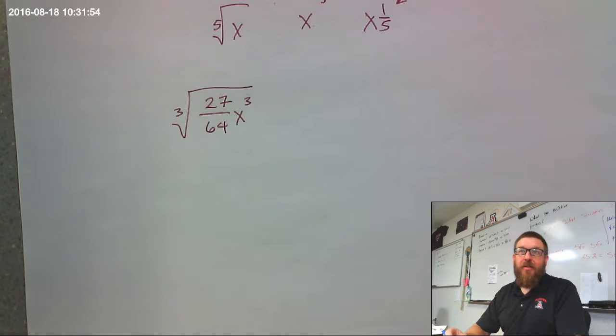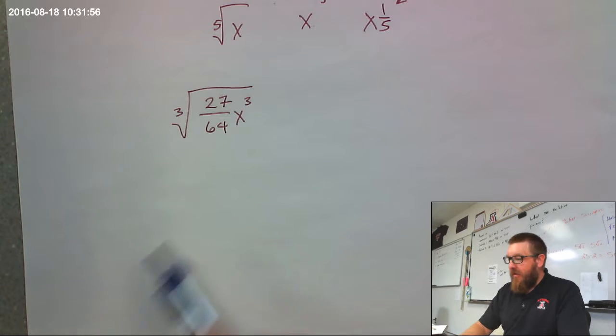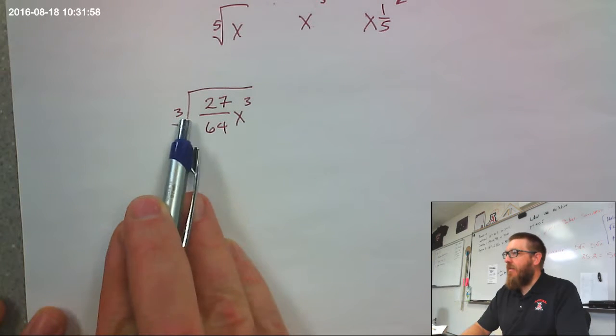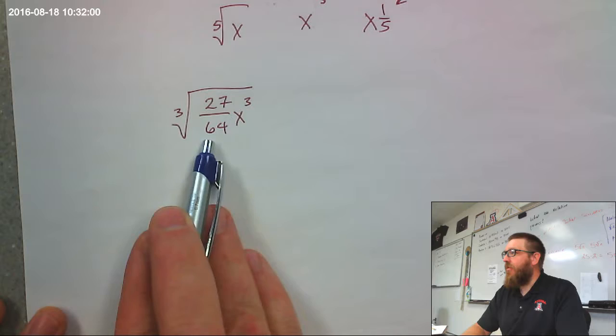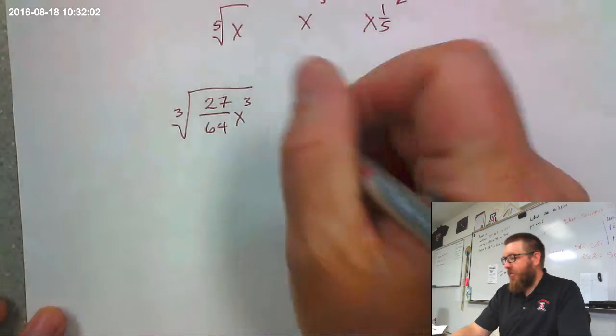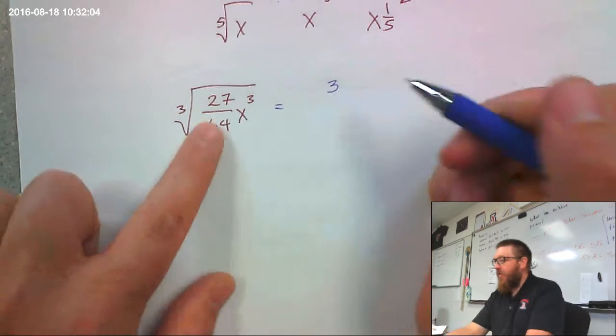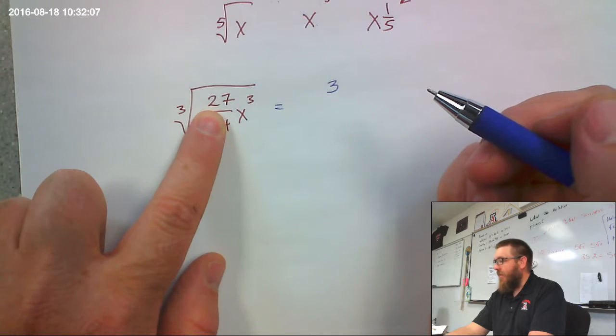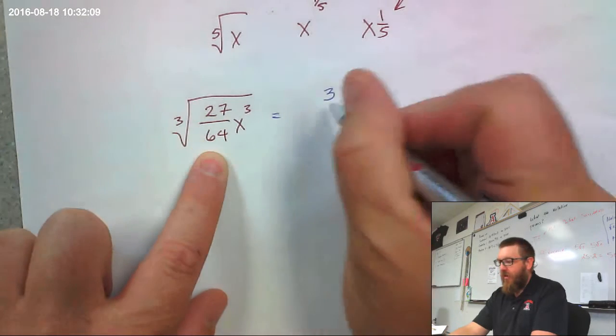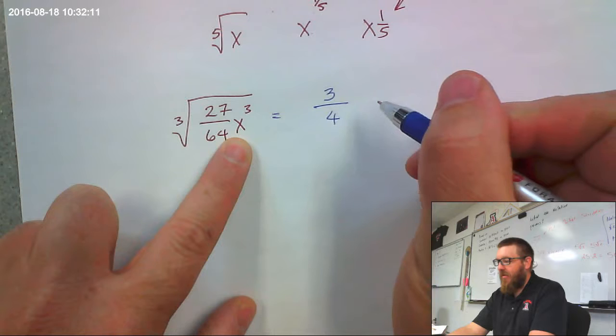So what's the cube root of 27? 3. This is asking for what number cubed equals 27 over 64. Cube root of 27 is just 3. This part's 3, right? Okay. This part's 4. And this is x.